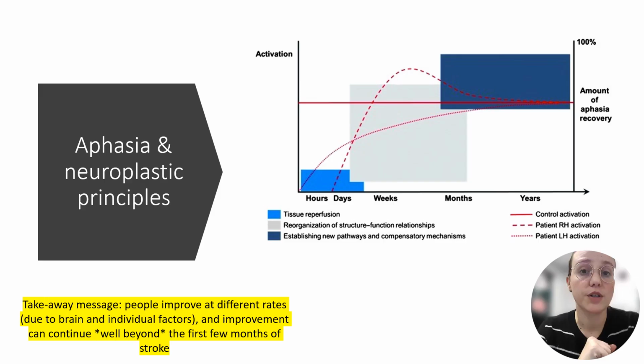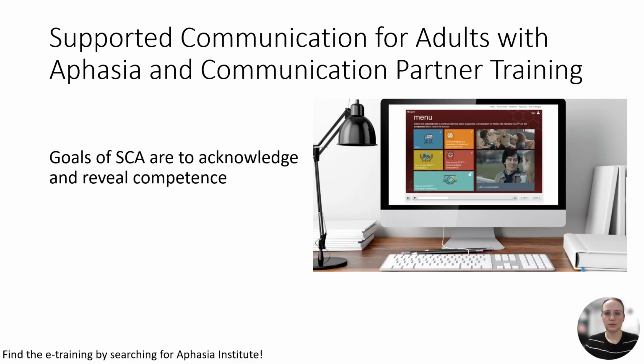That's why it's so important to stay motivated if possible, to keep going as often as possible. Many other neuroplastic principles like salience, making sure that what you're working on in speech therapy is important for you and you find value in it. All of these neuroplastic principles help to keep improving aphasia over the years, not just the months after a stroke.